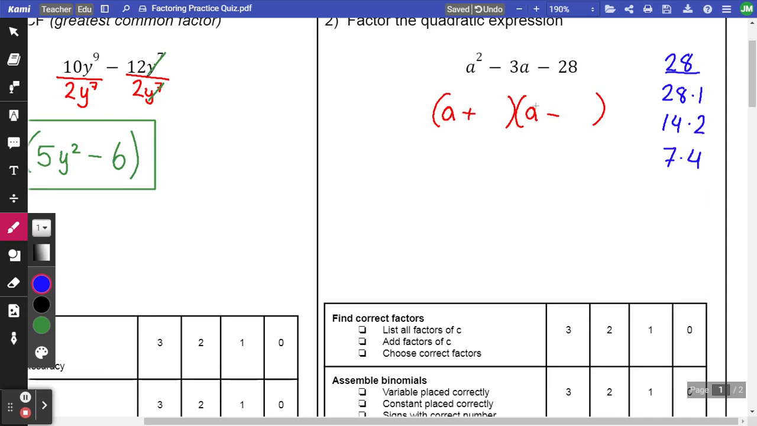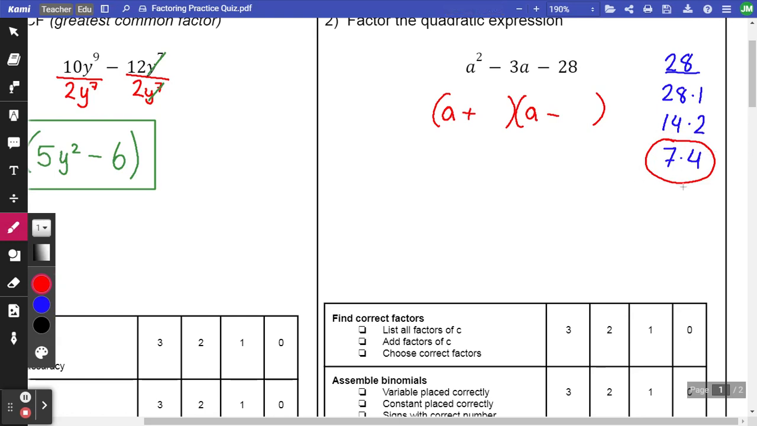So in this case, we'll subtract to the middle term, negative 3. And out of all these factors, the difference between each of these, this one's 27, this one is 12, this one is 3. That means that 7 and 4 are going to be the factors that I'll be working with.